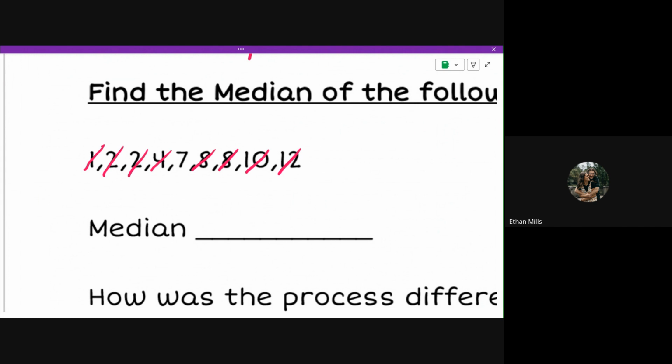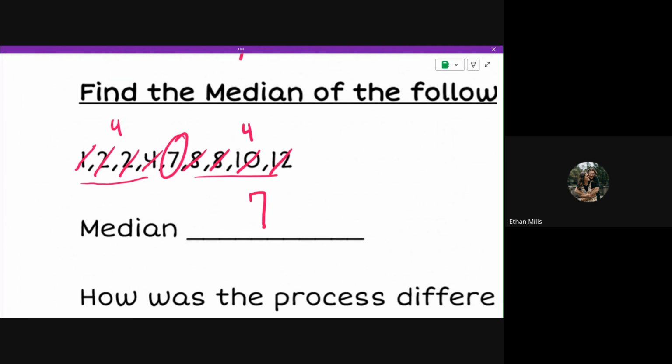So we think we have one number left in the middle. One way to check is to make sure I have the same amount of cross-out marks on this side as I do over here. I have 4 on this side, I have 4 on this side. So therefore, this number that was not crossed out really is my middle number, or my median, which is 7.